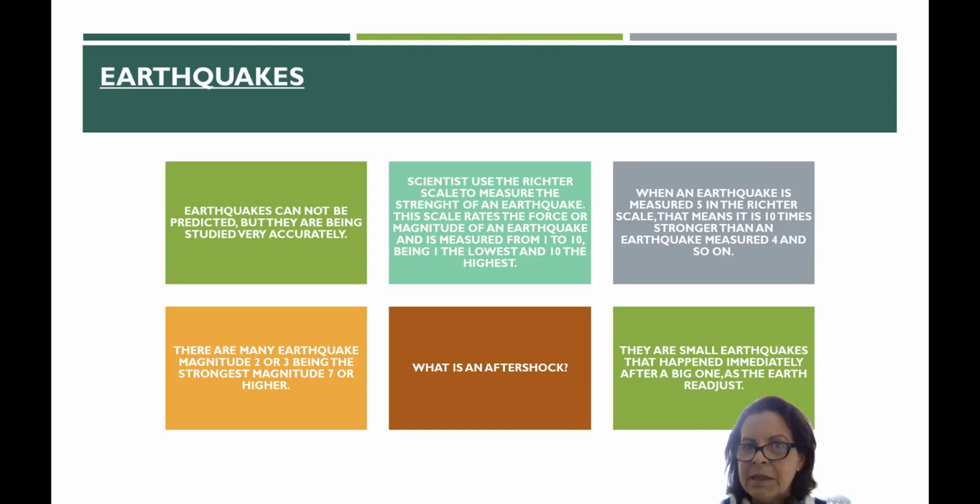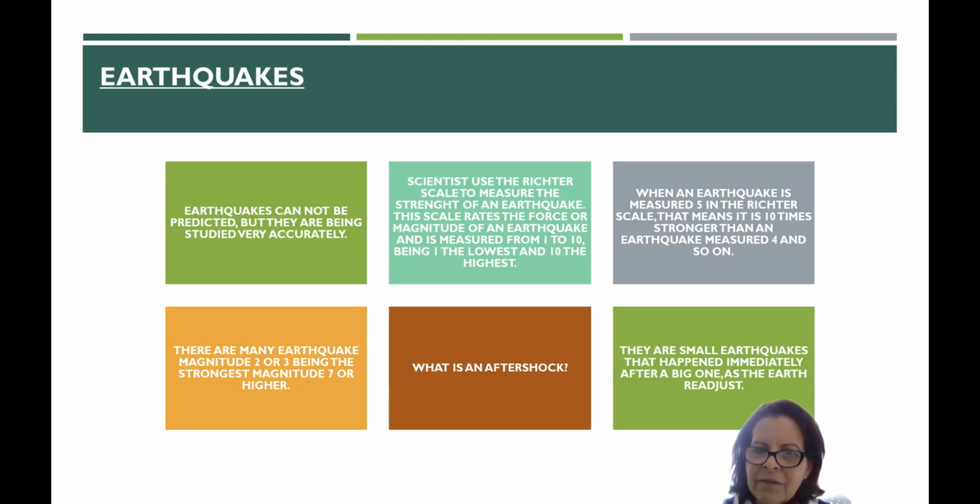When an earthquake is measured by the Richter scale, that means each step is 10 times stronger than the one before, and so on. So if we have an earthquake that the Richter scale says is a 5, and then we have another one which is 6, that will be 10 times higher than the previous earthquake. There are many earthquakes of magnitude 2 or 3, and magnitude 7 will be among the highest, okay?